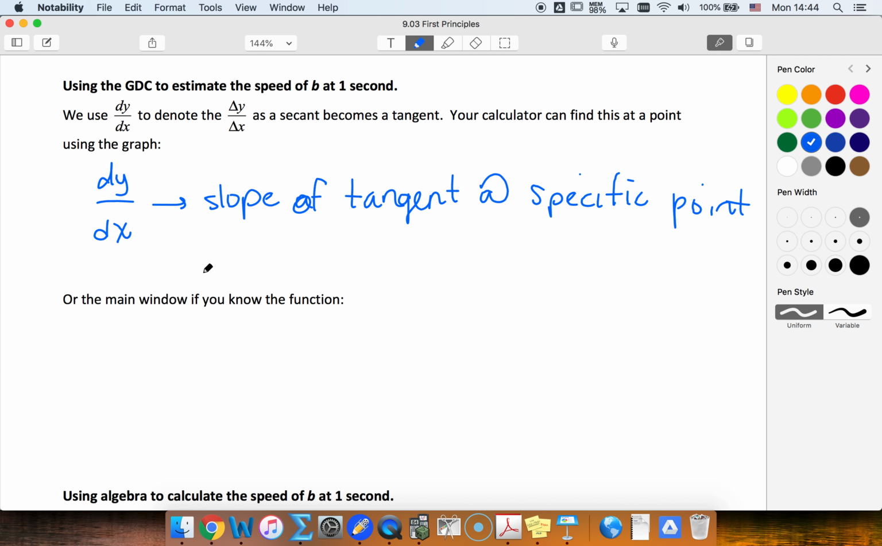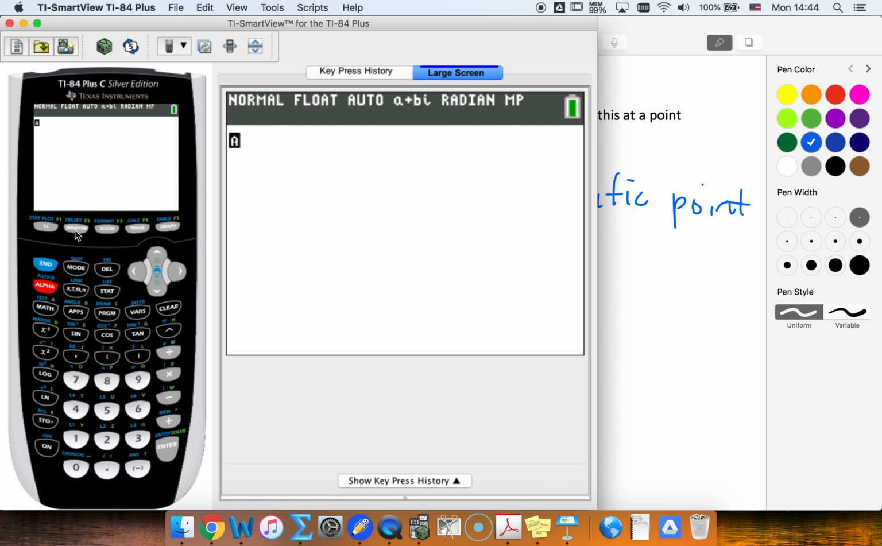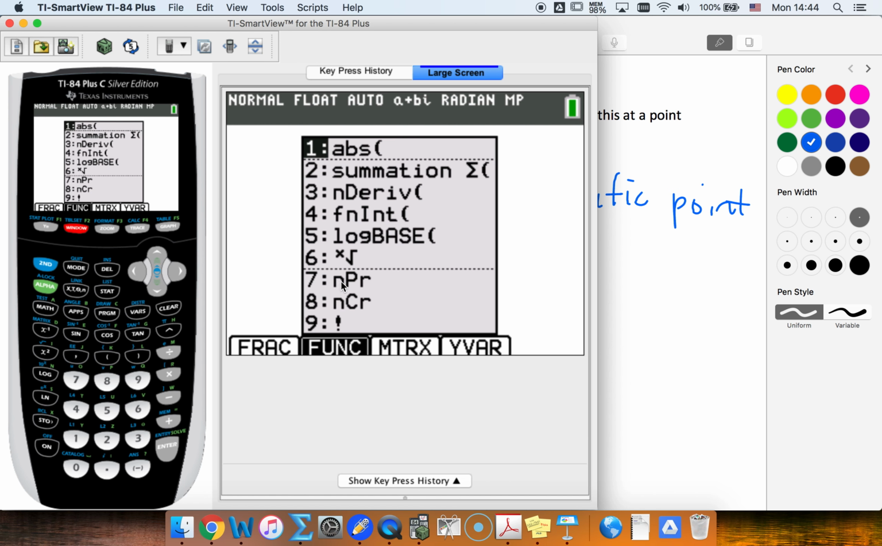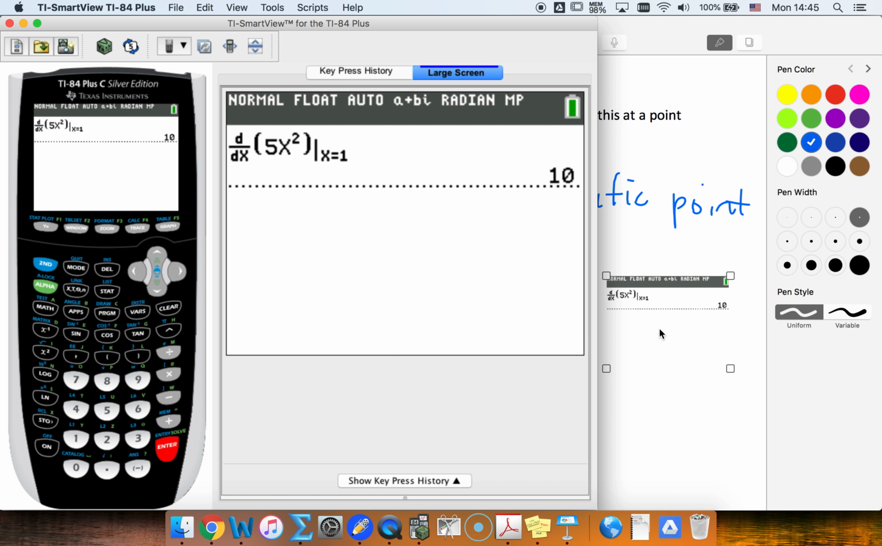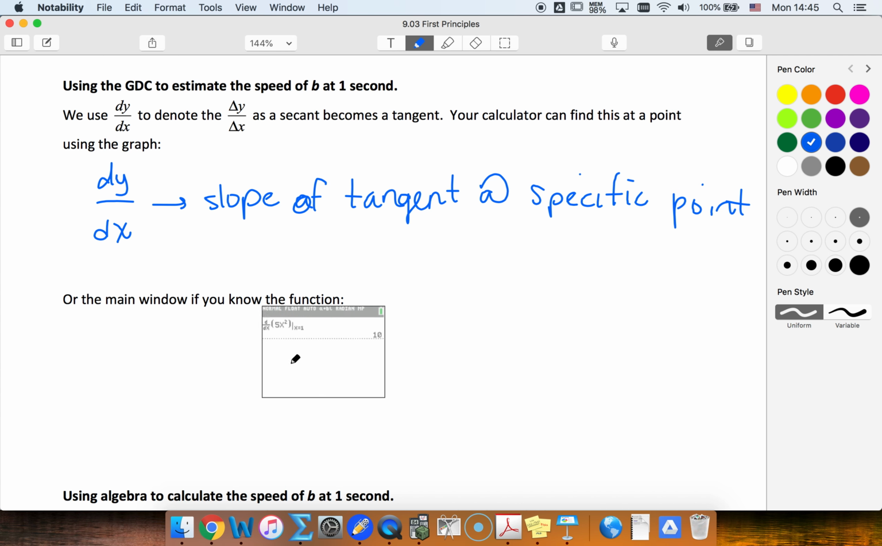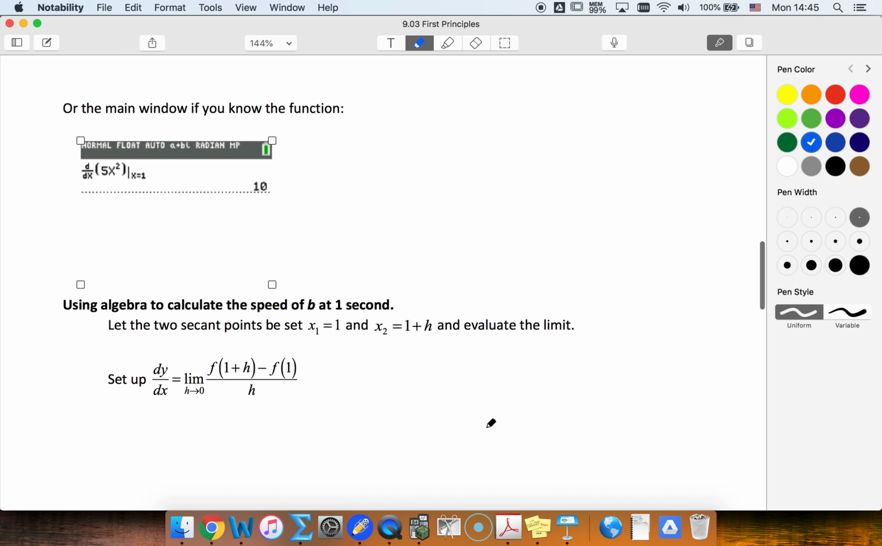Since I know my main function, I can actually calculate this. So let's go back into our calculator and let's quit. If I go into alpha f2, I see that I have n deriv. So I'm deriving a function. I can either type in my function, so I can use a's or x's, doesn't matter. I have 5x squared, and I want to find the derivative when x is 1, and I get that it's 10, which is what I had suspected based on looking at my table. But I can also find this with algebra and limits.